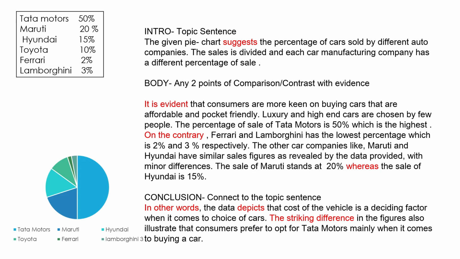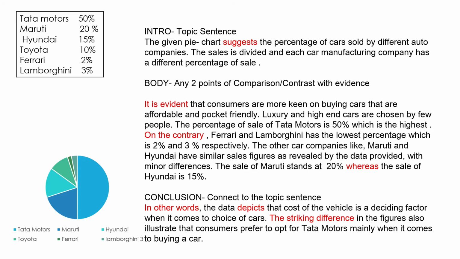So now you have written the first statement in the body and then you will match it with the figure. Means you are going to give the evidence. The percentage of sale of Tata Motors is 50%, which is the highest. On the contrary, on the other hand, Ferrari and Lamborghini have the lowest percentage, which is 2% and 3% respectively. The other car companies like Maruti and Hyundai have similar sales figures as revealed by the data provided, with minor differences.